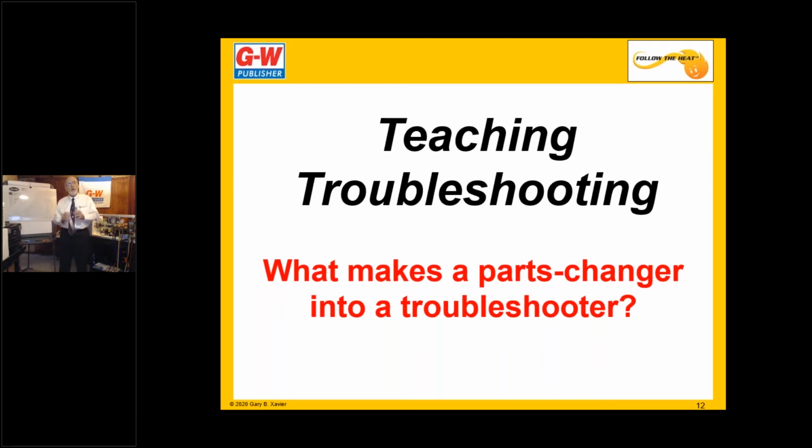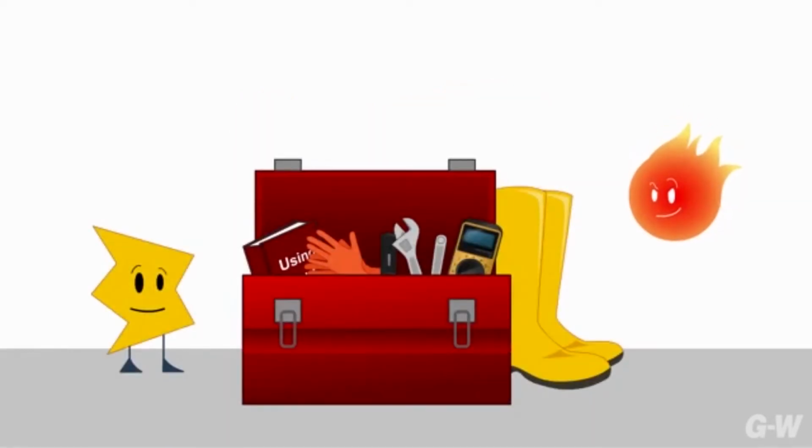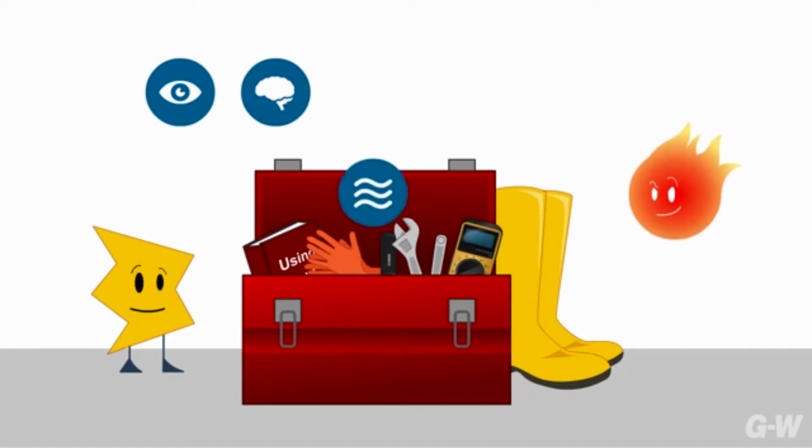But what makes a parts changer into a troubleshooter is something that took me a while to figure out. And what it came down to in my way of learning it was what I call the 5 steps of troubleshooting. Troubleshooting, as I often tell my students, can't be taught. It can only be learned. While that may sound contradictory, I simply mean this. Everyone processes information differently, and a procedure that may work for one technician may not work the same way for another. So, while I can't teach them to be a troubleshooter, they can learn to be one.